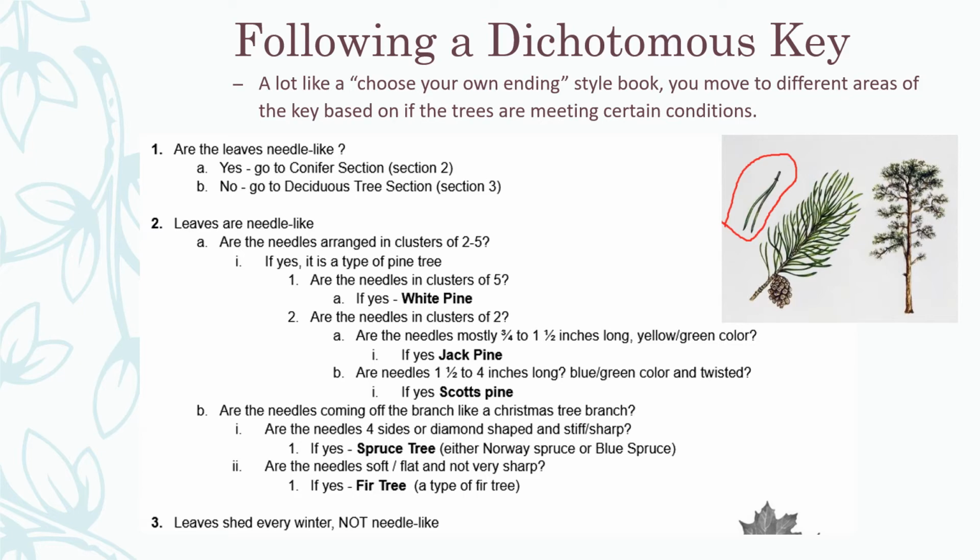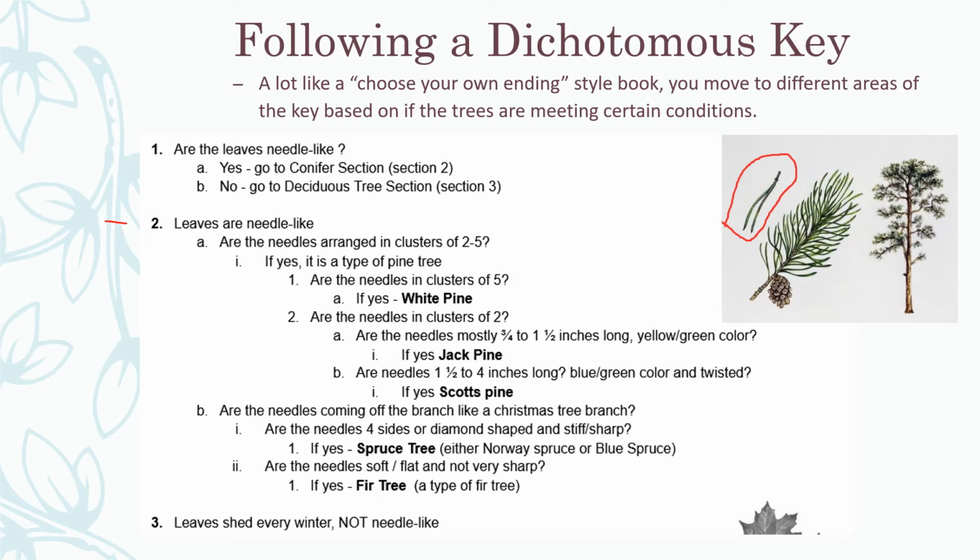All right, so the first step that you're going to do is step 1. You're going to determine if the leaves are needle-like. If you say yes, the leaves are needle-like, then you're going to go to section 2 because it's a conifer, one of those trees that don't lose their leaves in winter. If the leaves are not needle-like, you're going to say no, and you're going to go to the deciduous tree section, section 3.